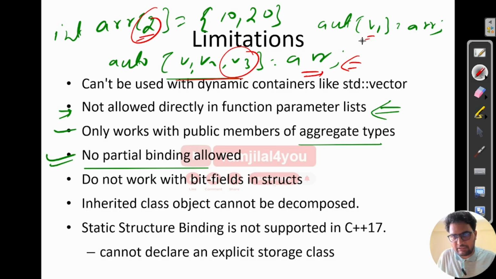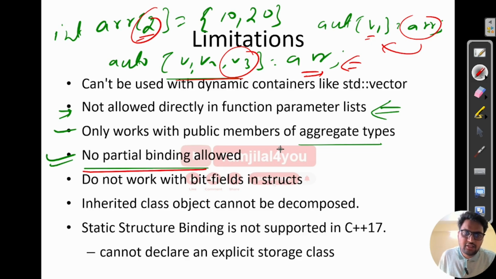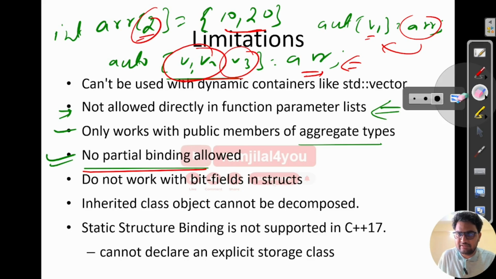And here we have v1 only, but arr has the 2 elements, 10 and 20. So here also it will give a compile time error. That is the limitation of structured binding: no partial binding is allowed. We must give the same number of variables as there are members in the aggregate type. Here we have 2 members, so we must give 2 variables only. If it has 3, then we have to give 3 only. That is the limitation of structured binding.